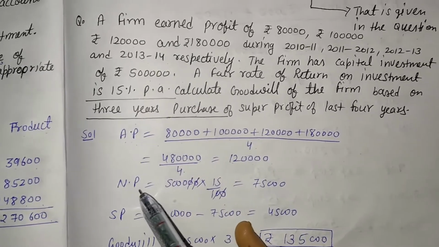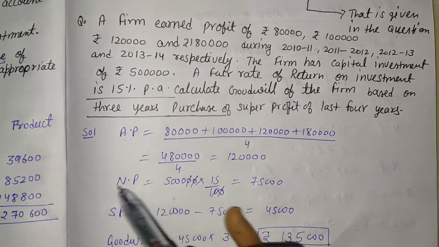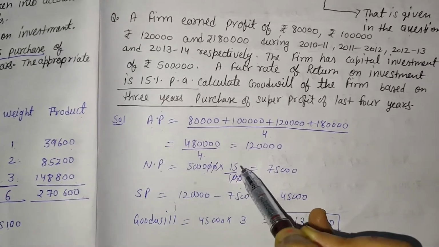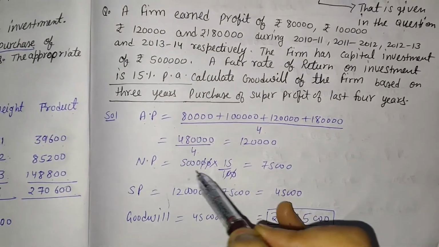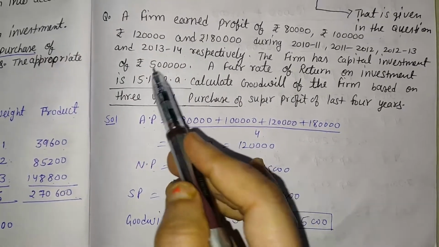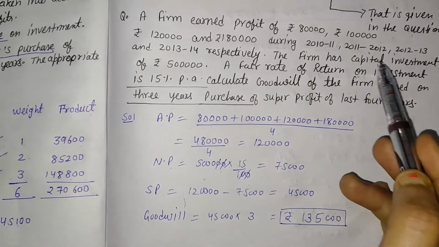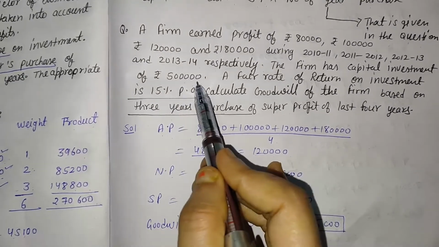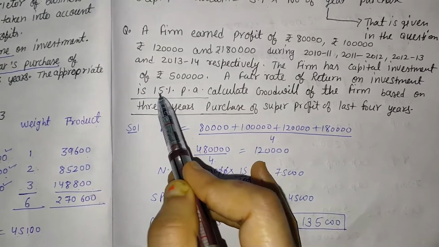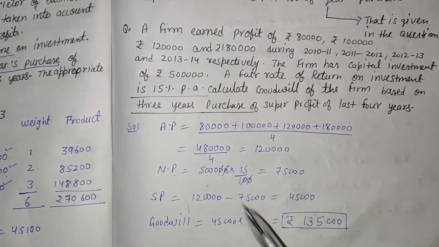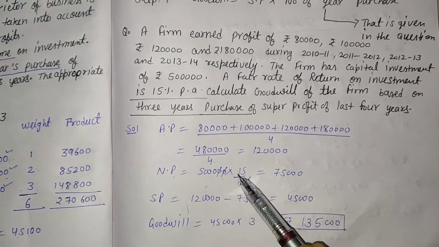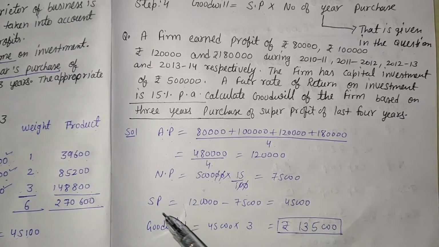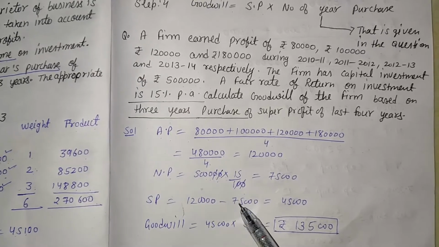Now the second step is normal profit, which can be calculated by the formula capital employed into rate divided by 100. Capital employed is given in the question, that is 5 lakh. Here the information is capital investment. That capital investment is the capital employed. That is given, that is 5 lakh. Rate of interest is also given, that is 15%. So here it is 5 lakh multiply 15 divided by 100. We are getting 75,000.